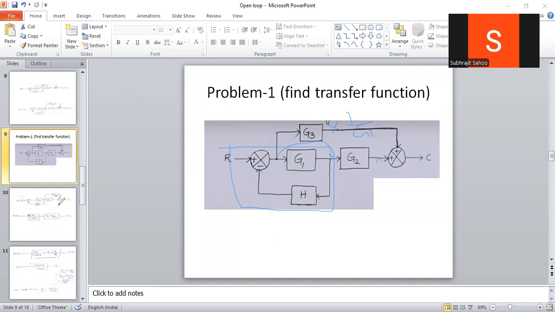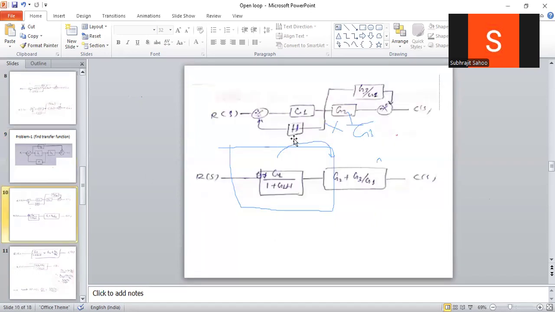See, observe here. This branching point was here, and it moved to here. Now it becomes G3 by G1, or not? Simply only one change has been done here. I only moved the branching point from the left of G1 to the right of G1. Then it becomes like this. Now see, this becomes a closed loop. This is G1 and this is H1. What is the formula, sir? G1 by 1 plus G1 into H. So I convert this total block into a closed loop.